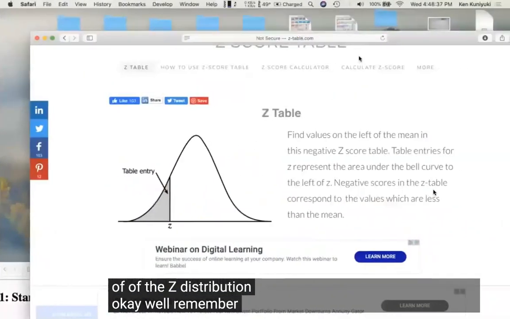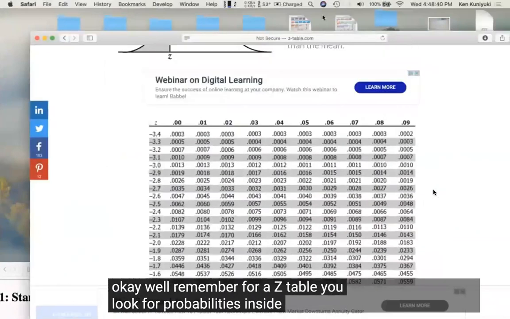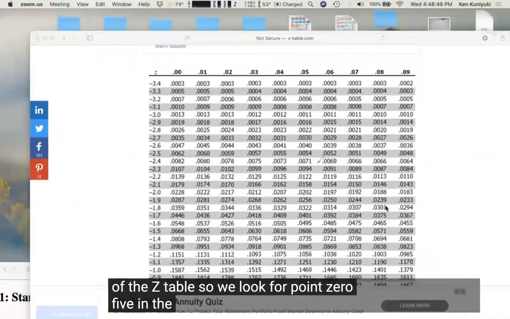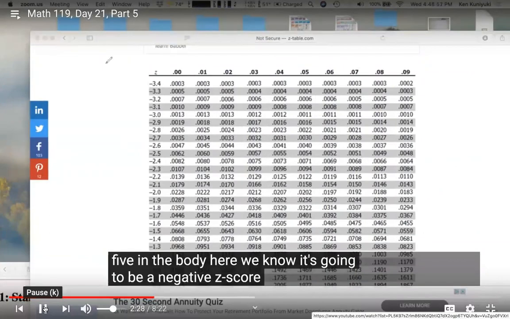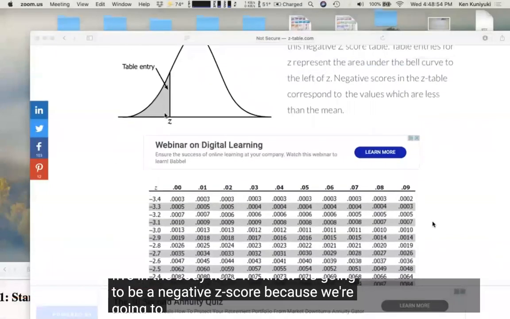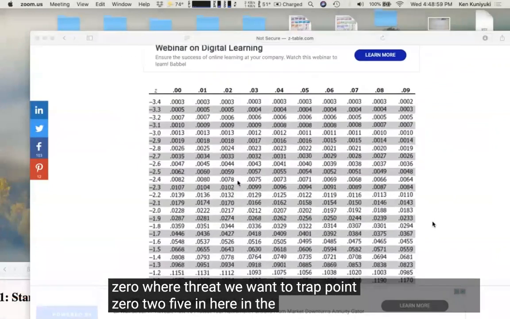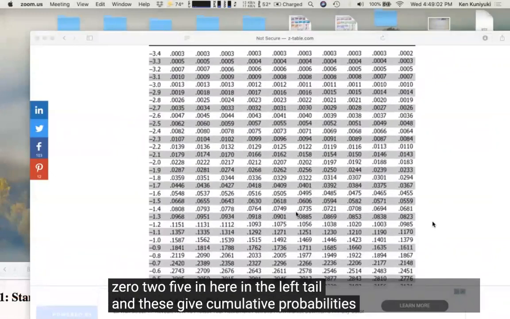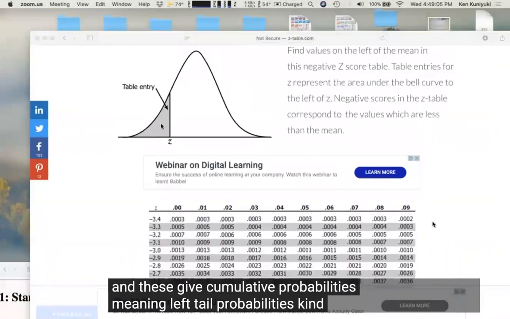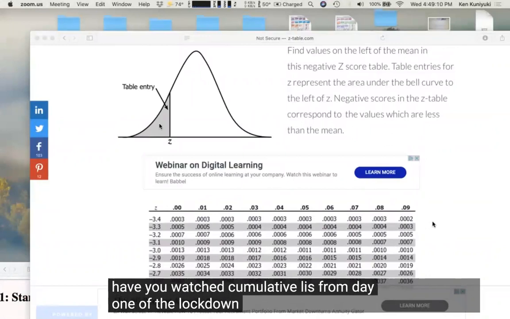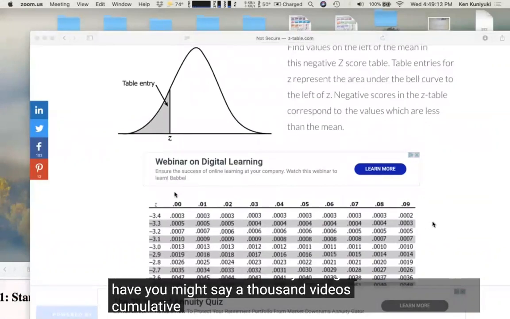Remember for a z-table, you look for probabilities inside the body of the z-table. So we look for 0.025 in the body here. We know it's going to be a negative z-score, because we're going to be over here to the left of 0. We want to trap 0.025 in the left tail. And these give cumulative probabilities, meaning left tail probabilities. Kind of like how many Netflix videos have you watched cumulatively from day one of the lockdown till now? You might say 1,000 videos cumulatively.